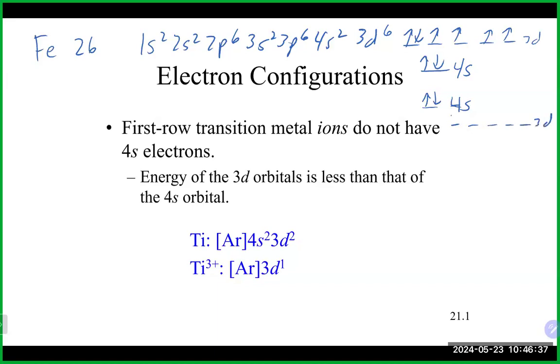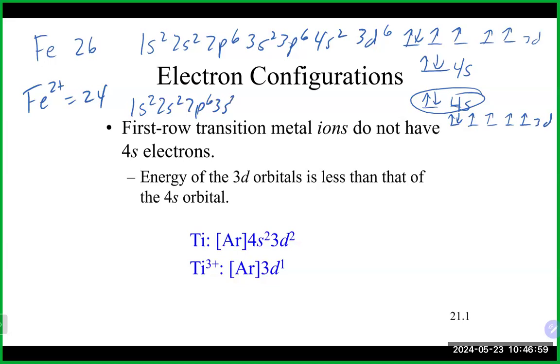And our d orbitals do become lower in energy than our s orbitals. So when iron becomes iron with a +2 charge, it has 24 electrons. It is these 4s electrons that actually get lost. And its configuration would be 1s2, 2s2, 2p6, 3s2, 3p6, 3d6.